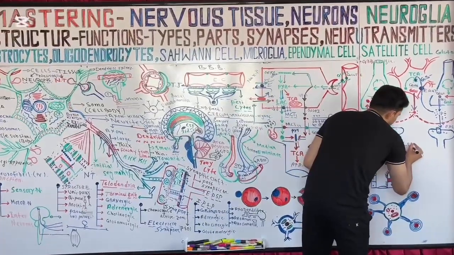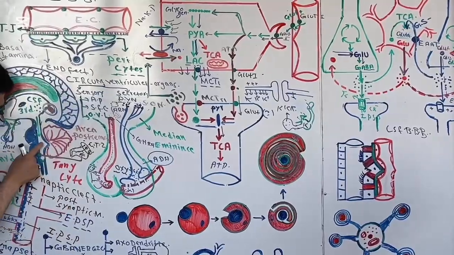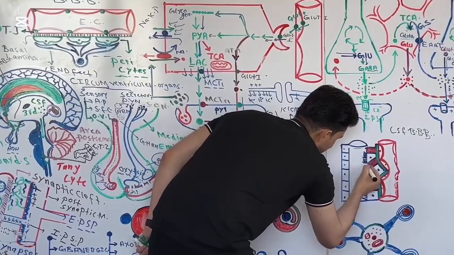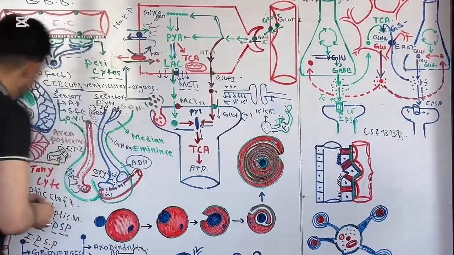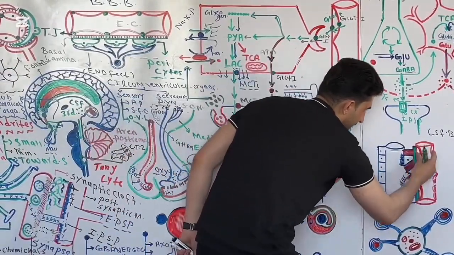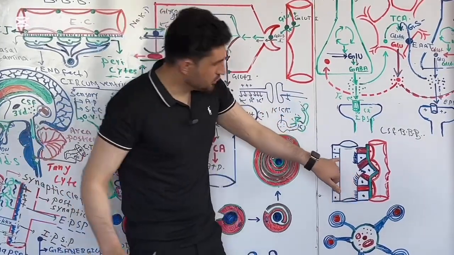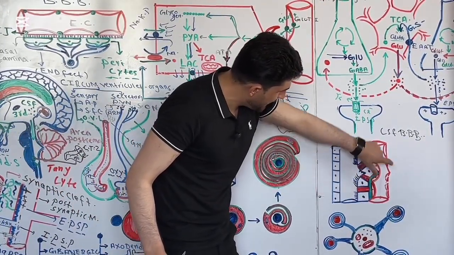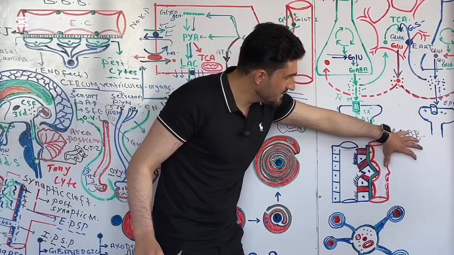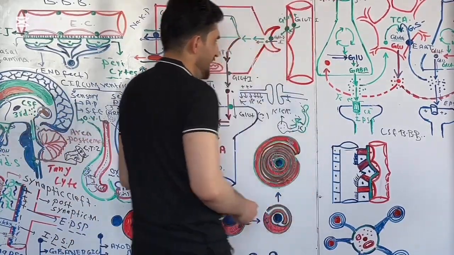What is the CSF blood barrier? Let me take this part, this fourth ventricle. Near the fourth ventricle I have blood vessels. In the fourth ventricle we have CSF, so between this CSF and this blood we have this barrier, and this barrier is called the CSF blood barrier.